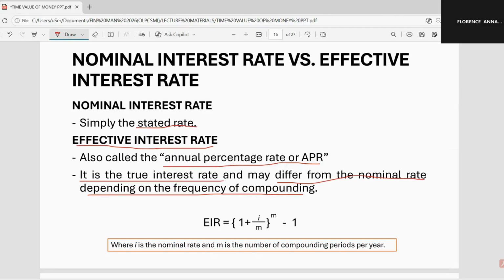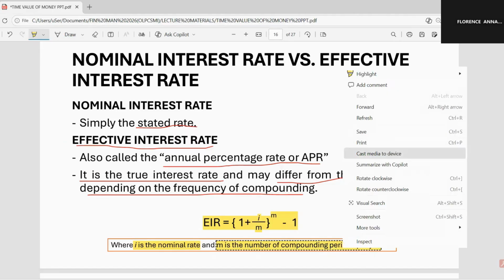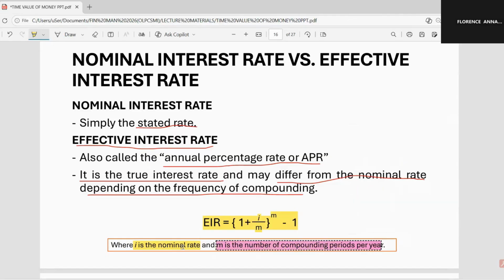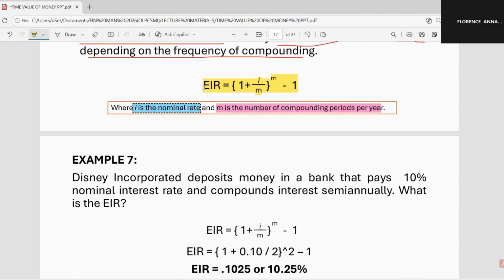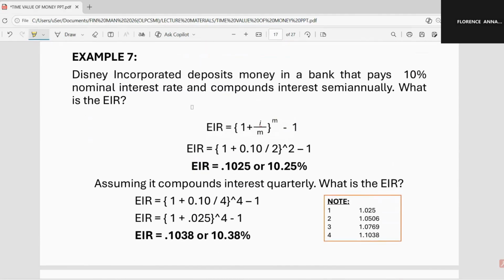compounding. And to compute for your EIR, that is 1 plus I divided by M raised to M minus 1, where I is your nominal rate and M is the number of compounding periods per year. Okay, for example, Disney Incorporated deposits money in a bank that pays 10% nominal interest rate and compounds the interest semi-annually. What is the EIR?